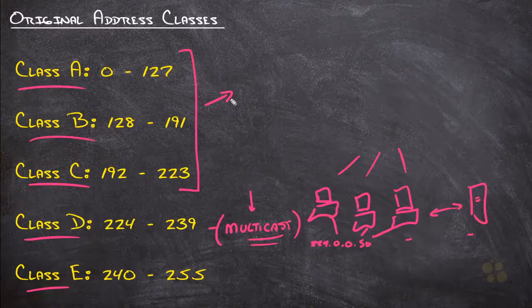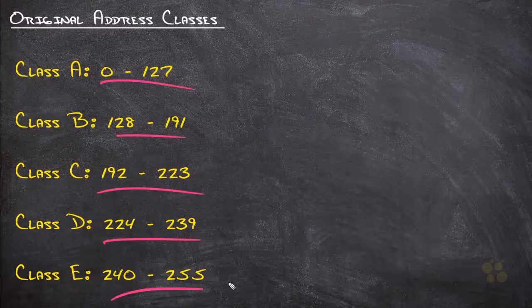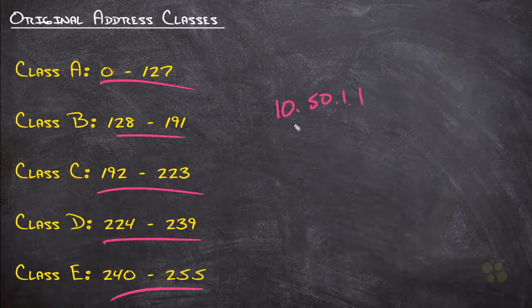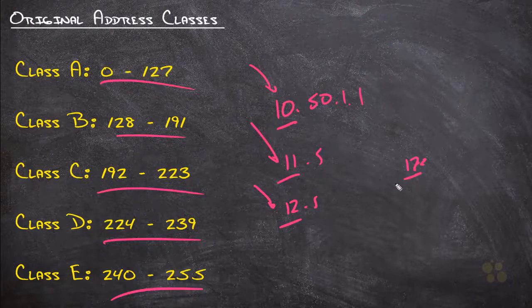Now you might be looking at them and going, okay, I see numbers. What do the numbers mean to me? This represents the number that you see in the first octet of the IP address. So if I looked at an IP address, let's just grab one, 10.50.1.1, I would look at that and go, okay, 10, Class A address. How about 11? Stop, Class A address. How about 12? Stop, Class A address. I look at that first number and I immediately know what class of address it is. So, 172? Stop, Class B address. It's that easy.